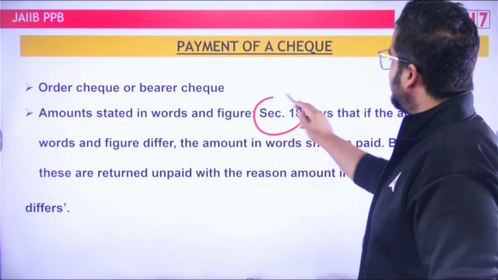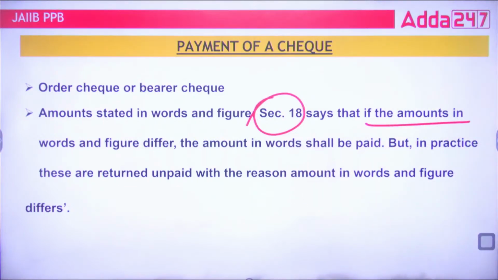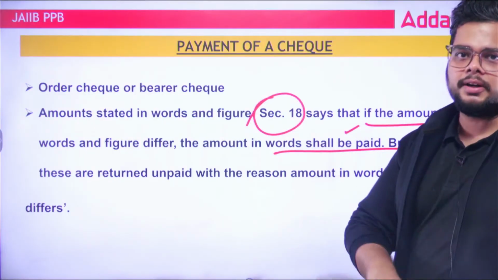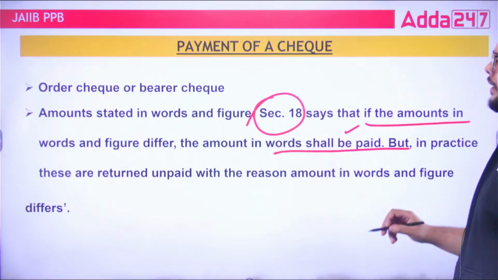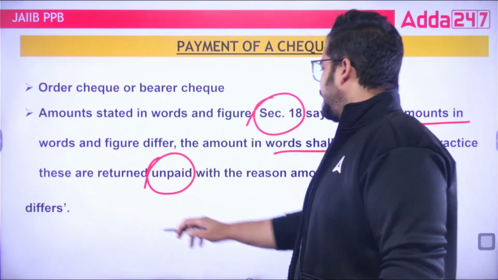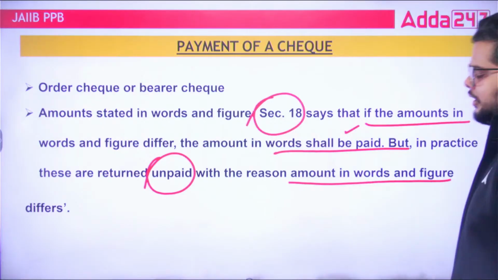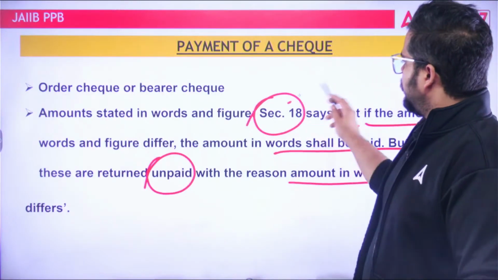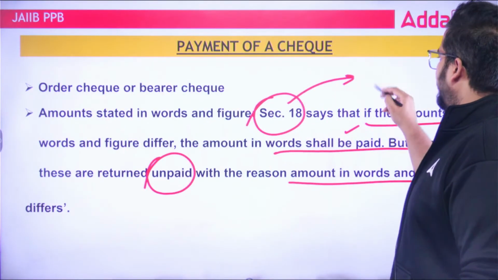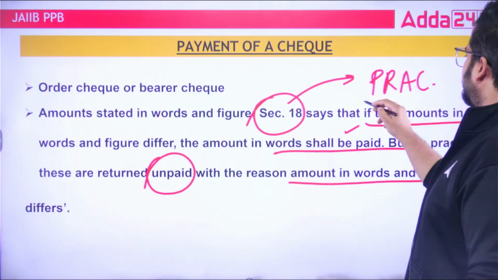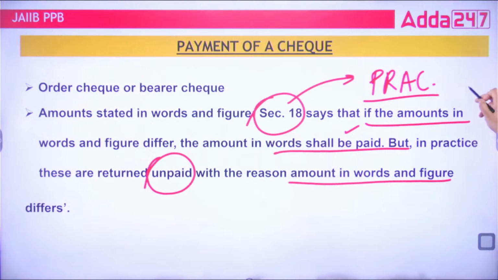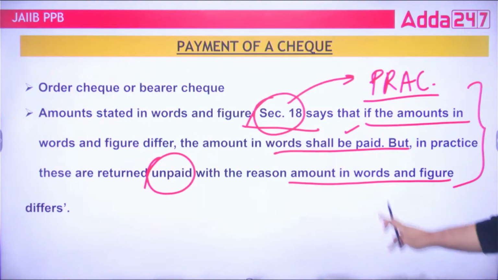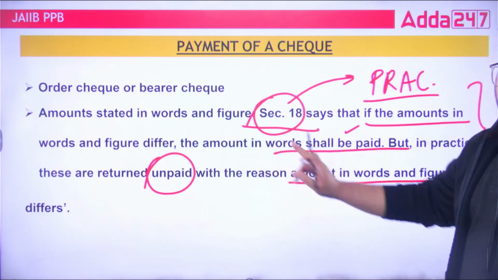So section 18 says that if the amounts in words and figures differ, the amount in words shall be paid. So figures versus words, words will be preferred. But in practice these are returned unpaid with the reason "amount in words and figures differ." There is a mismatch, and a penalty will also be levied in certain cases. So in effect, when we talk about practical banking, things are done differently, but via the Negotiable Instruments Act section, it will be paid regarding the amount in words.